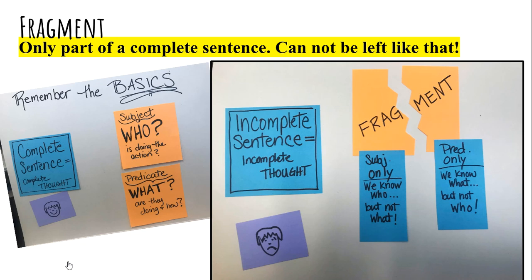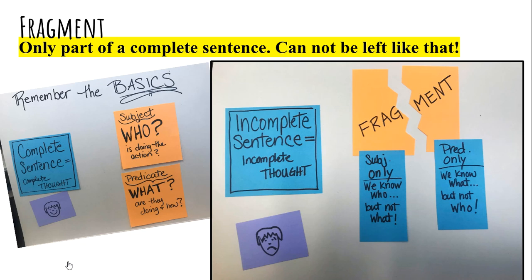Remember that a complete sentence is a complete thought. It has a subject, who is doing the action, and it has a predicate. What did they do? So it'll have who's doing the sentence, usually a noun, and then a verb that says what they're doing. If it doesn't have a subject and a predicate, it's not a complete sentence. So you might have only half the subject or only half the predicate. So with a subject, you know who's doing it, but you don't know what, and with a predicate, you only know what it is.